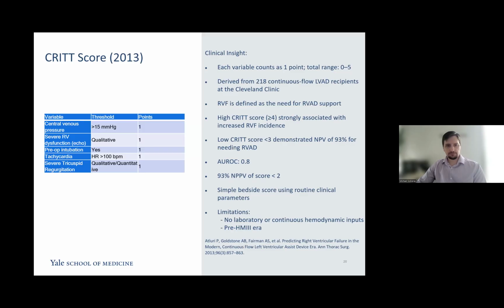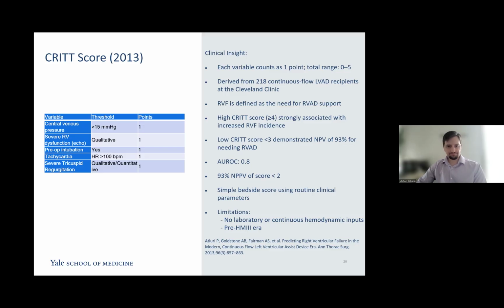In 2013, a CRITT score was developed with, I believe, Cleveland Clinic and affiliated hospitals. It was derived from 218 continuous flow LVAD recipients. They gave each variable 1 point, and a high CRITT score, equal to or greater than 4, was strongly associated with increased incidence of RV failure. Low score was less than 3 and demonstrated a negative predictive value of about 93% for not needing it. The area under the curve for that was 0.8.